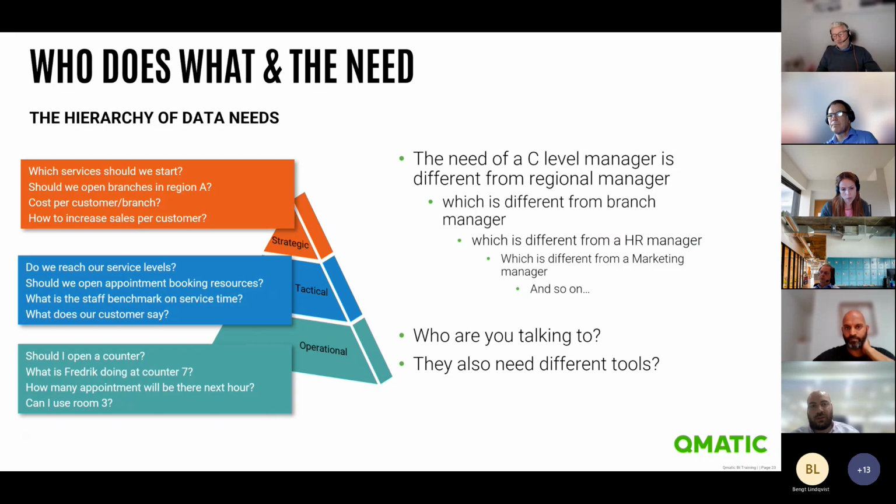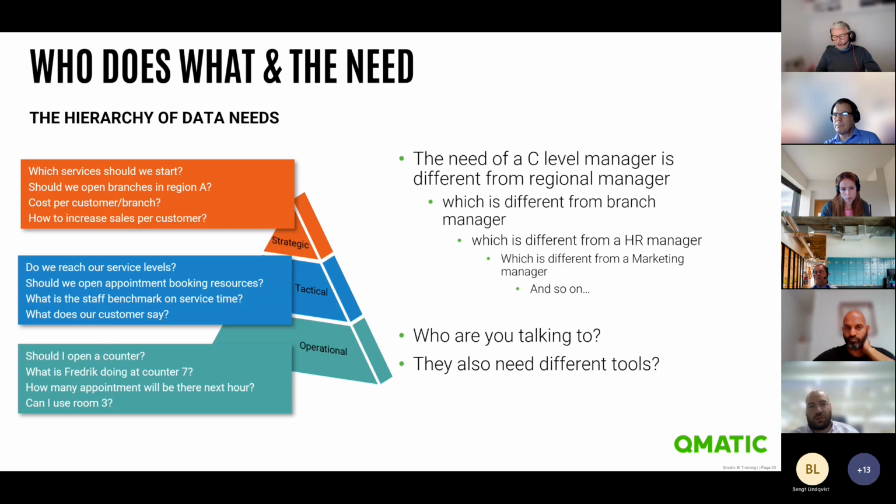But I will park that a bit and talk about that a little bit later, how you can look at that. But also staff benchmarking is a bit in operation, but I park it more in the tactical level. Can I benchmark my staff members? And I will show you an example of that later, how you could do that. But very operational is, should I open one more counter?